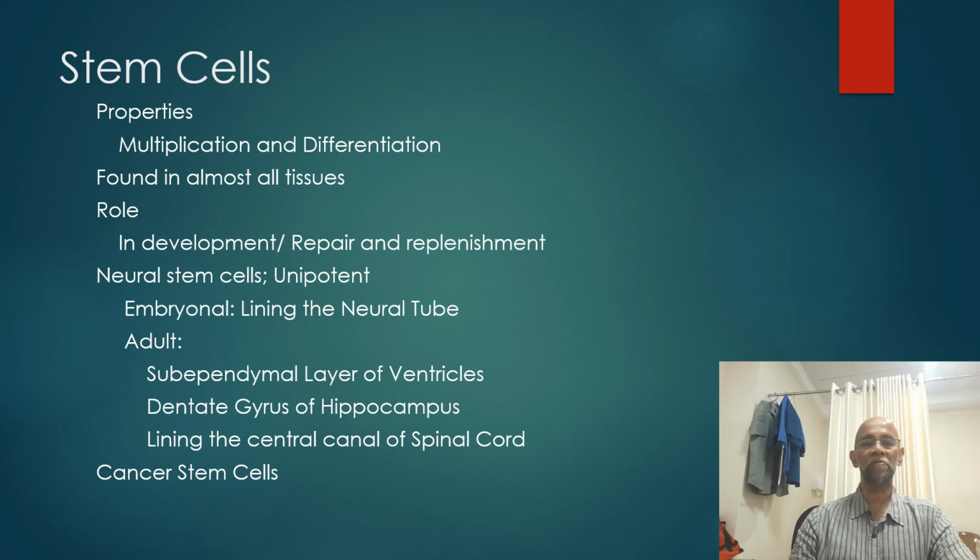Neural stem cells are unipotent cells, differentiate along neural lineages only. Embryologically, they are found lining the neural tube. In the adult, neural stem cells are found in the subependymal layer of the ventricles, in the dentate gyrus of the hippocampus, and lining the central canal of the spinal cord. And then, of course, we have cancer stem cells, which are the growing core of cancers.